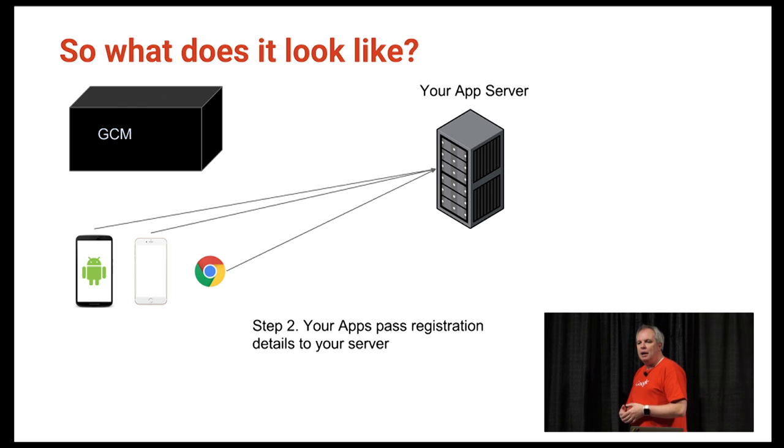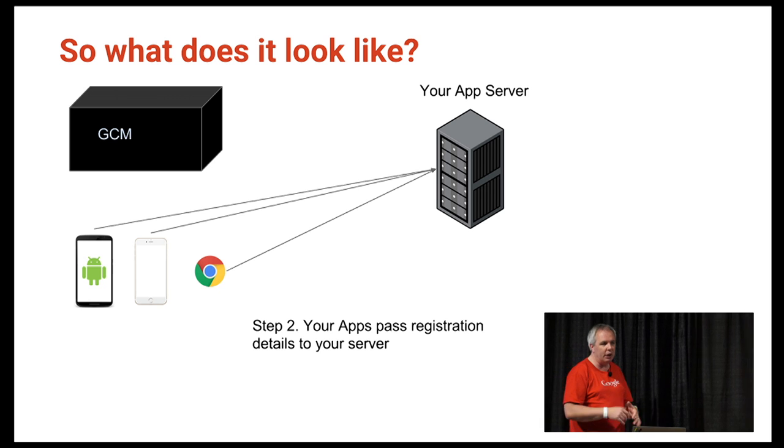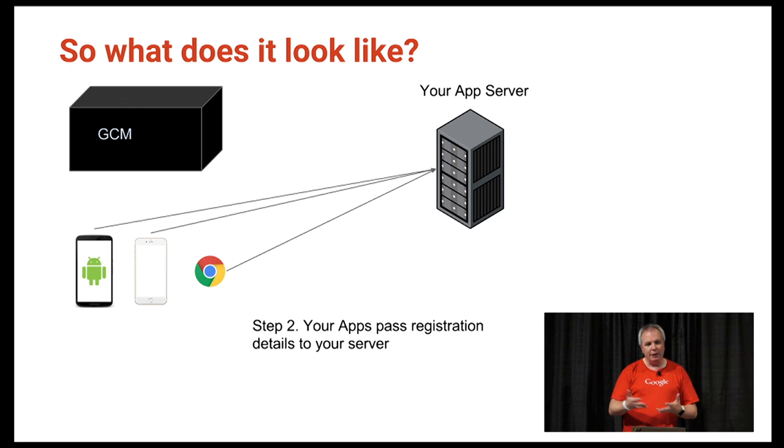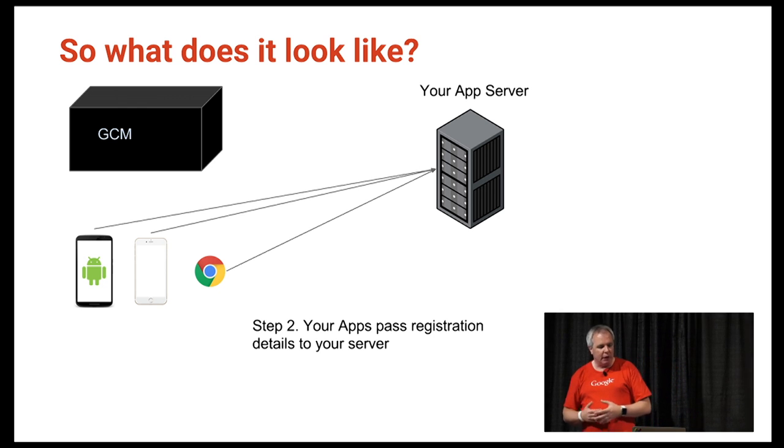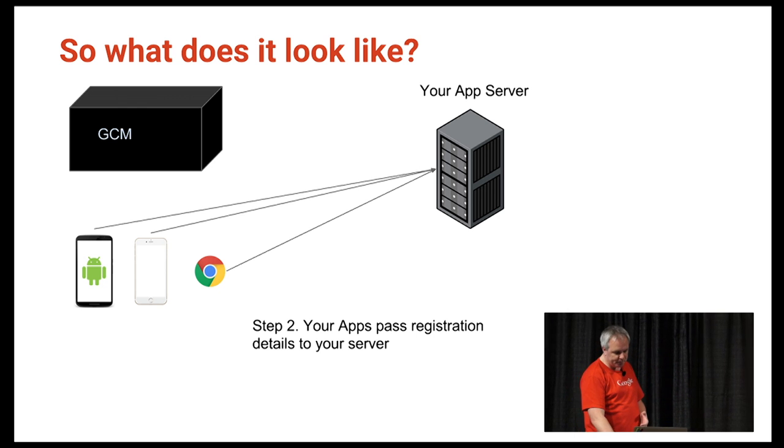Step two, then, in a server-based system like I'm talking about, is you build your own app server that then stores these registration tokens in order to identify the people who are using your app and in order to be able to send messages to the people who are using your app. And that's what I'm going to be building in PHP in just a moment. So your apps will then pass registration details that they have achieved from GCM to your server, where your server can store them. And you can store them with whatever identifiers you feel are appropriate for your customers, for your clients. Within an enterprise, that may be different than if you're working with the public.